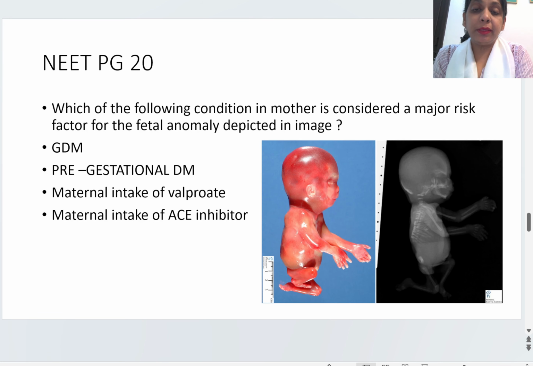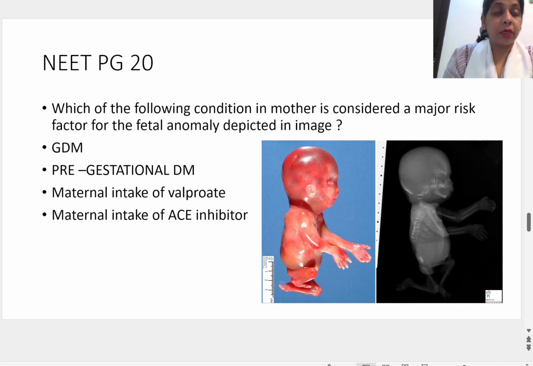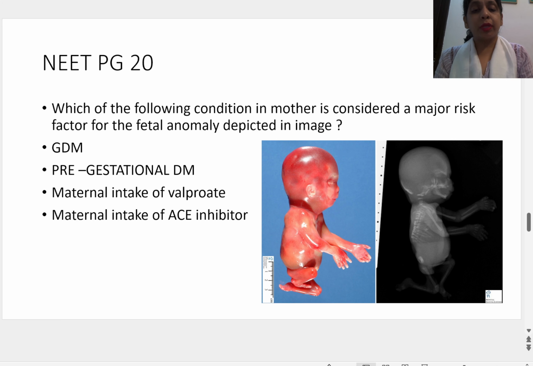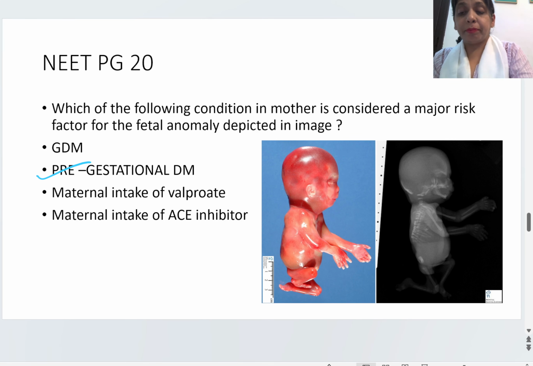This is a question which was asked in NEET PG 2020. Which of the following conditions in the mother is considered a major risk factor for fetal anomaly? Examiners are very fond of asking rare things. That is why I have put this image. This is a baby with sacral agenesis. There is no sacrum, as you can see in its x-ray also. Sacral agenesis is only and only found in... now you see the question also asks whether it is found in gestational or pre-gestational. Anomalies are always found in pre-gestational or overt diabetes mellitus. So the answer is B, pre-gestational.